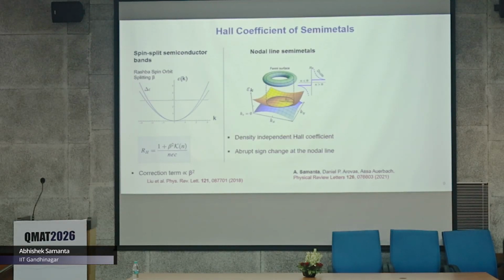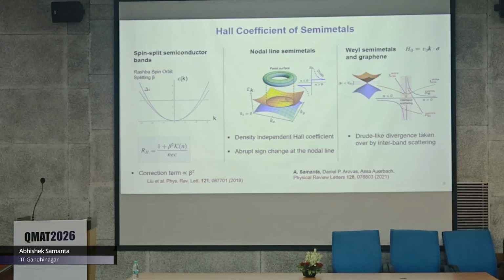So next we look at the Hall coefficient for semi-metals, meaning where the density of states actually vanishes near the band touching point. First we look at the nodal line semi-metal, where the two bands touch along a curve which is called the nodal line. Here we find that instead of a Drude theory like divergence, the Hall coefficient actually shows an abrupt jump near this particle hole symmetric point.